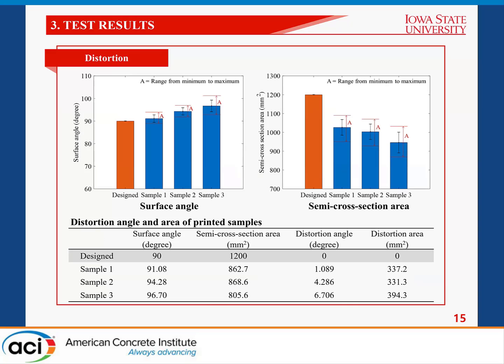Then we measured the surface angle and semi-cross-sectional area to quantify the degree of distortion. If the object were printed perfectly, the surface angle should be 90 degrees and the semi-cross-sectional area should be equal to 1,200 square millimeters. In this study, the differences between the designed value and the measured value corresponded to distortion angle and distortion area, respectively. As listed in this table, all samples showed a certain amount of distortion in terms of distortion angle and distortion area. Among the samples, sample 3 showed the highest distortion.